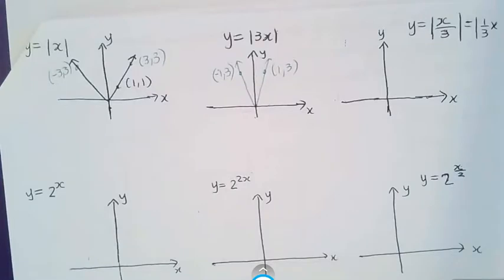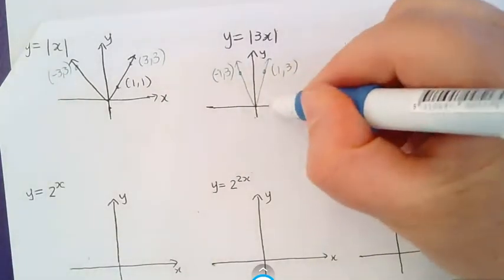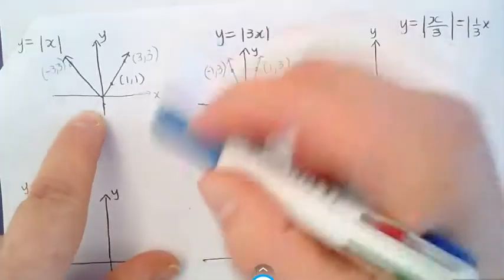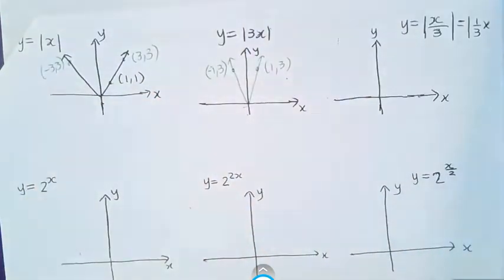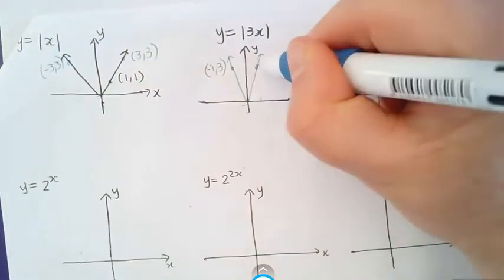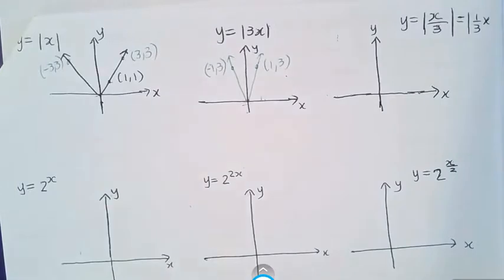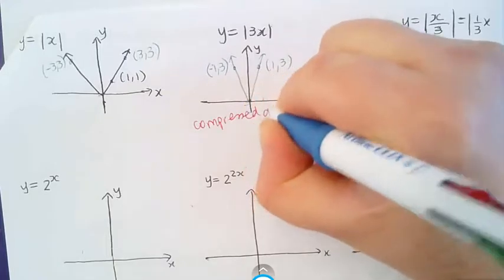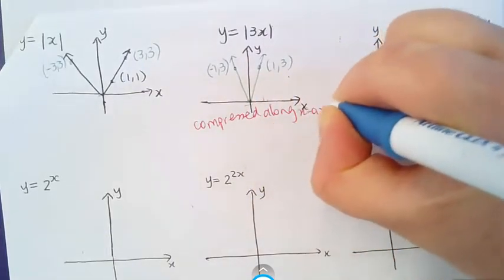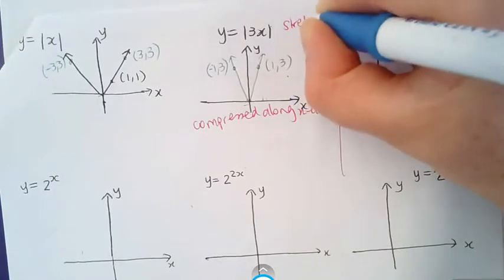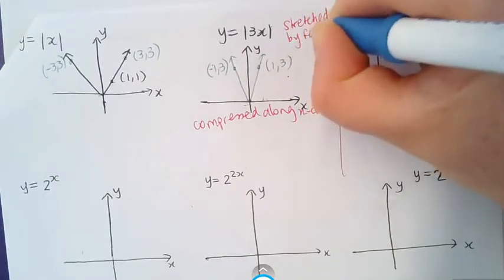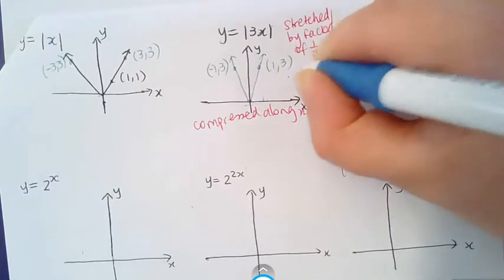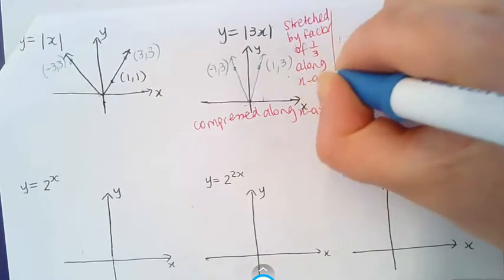Now you can see compressed. When I just draw the point 1, you can't compare it to that. But if I have 3 and 1, can you see it stretched by a factor of a third along the x-axis? Look, it was 3 and now it's 1. So compressed or stretched, you can put. It's actually been compressed along the x-axis, but you can say stretched by a factor of a third along the x-axis.